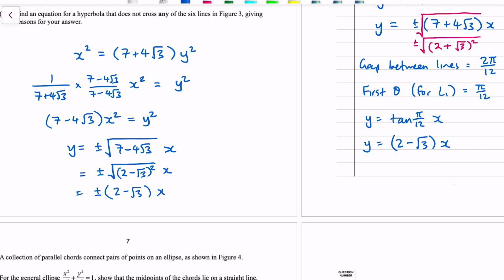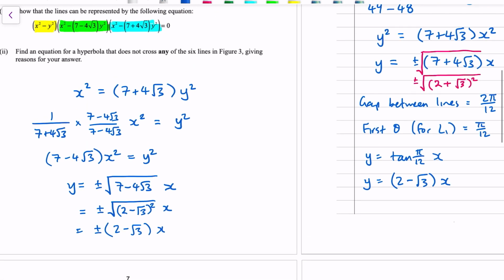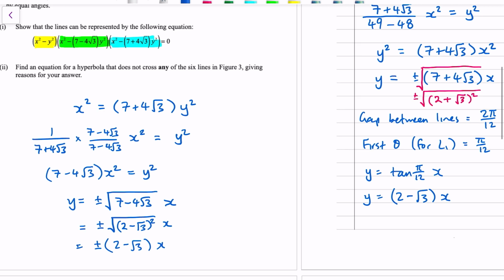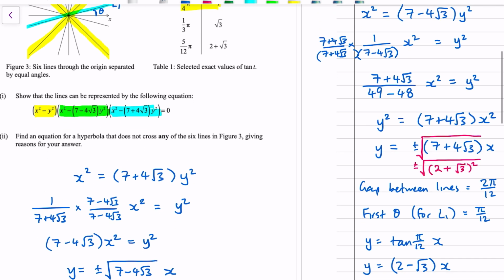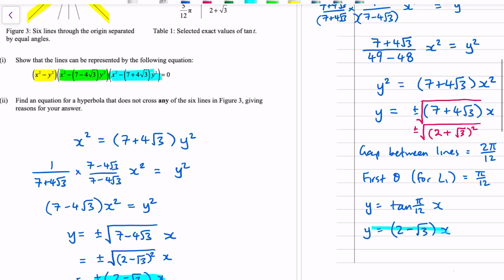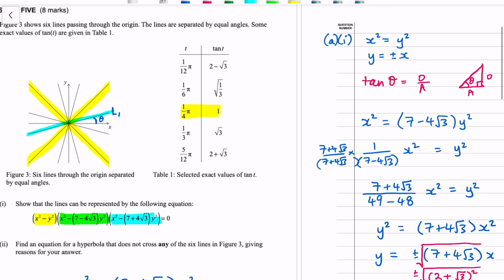So, okay, that generates that blue one there, 2 minus root 3 x is the first one, line 1, because we've just got that. And if I square both sides of that, I'll get the other blue one. Where 2 minus root 3 is pi over 12, and 2 plus root 3 is 5 pi over 12, which is this one.